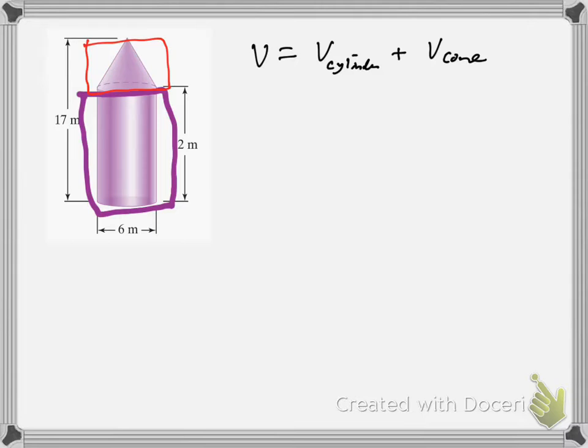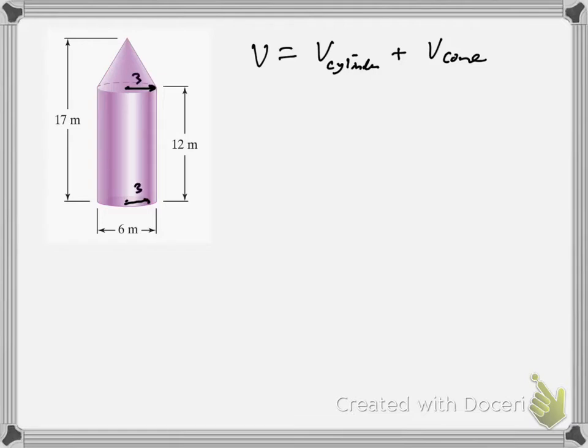But one tricky part of this problem I was going to point out is, all the things are easy to find. You can see that the radius on both the cylinder and the cone is going to be 3 because this is 6, and that's the diameter across. So we have the radius of both of them.